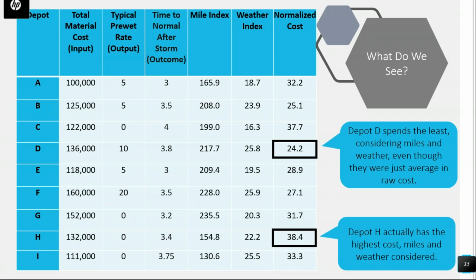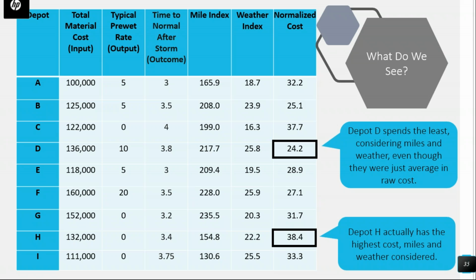So before we do that, kind of an interesting thing has happened. So I've circled a couple of boxes. 24.2 is the new normalized cost for Depot D, and Depot H has a normalized cost of 38.4. If you look over in the second column, where it's just talking about their total material cost, just straight up not normalized, they're actually very similar, D being above H.